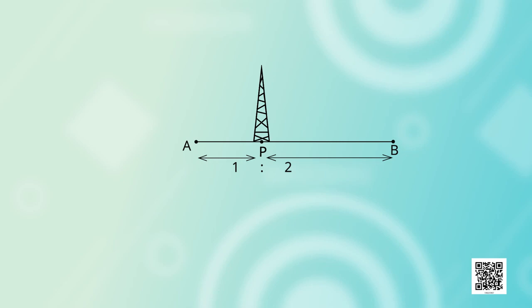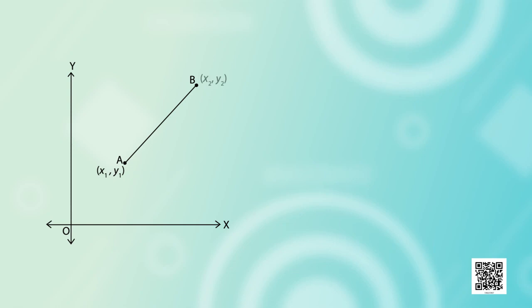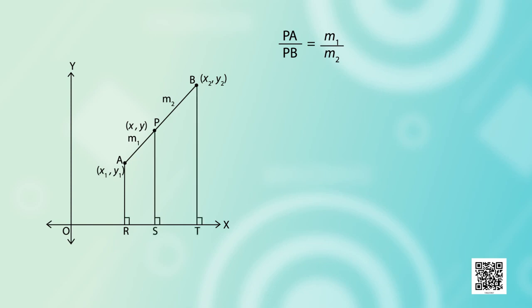Let us do it first for a general case. Consider any two points A(x1, y1) and B(x2, y2). Assume that point P(x, y) divides AB internally in the ratio of m1:m2. That is PA upon PB is equal to m1 upon m2. Draw AR, PS and BT perpendicular to the x-axis. Draw AQ and PC parallel to the x-axis.